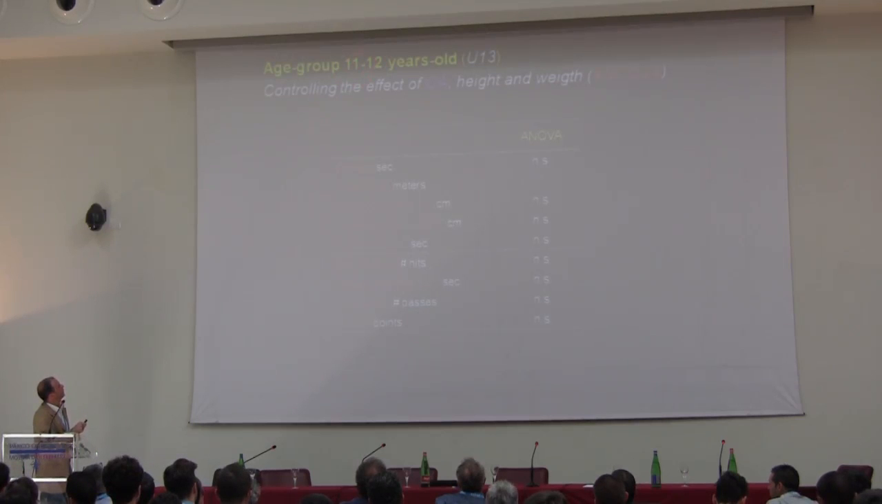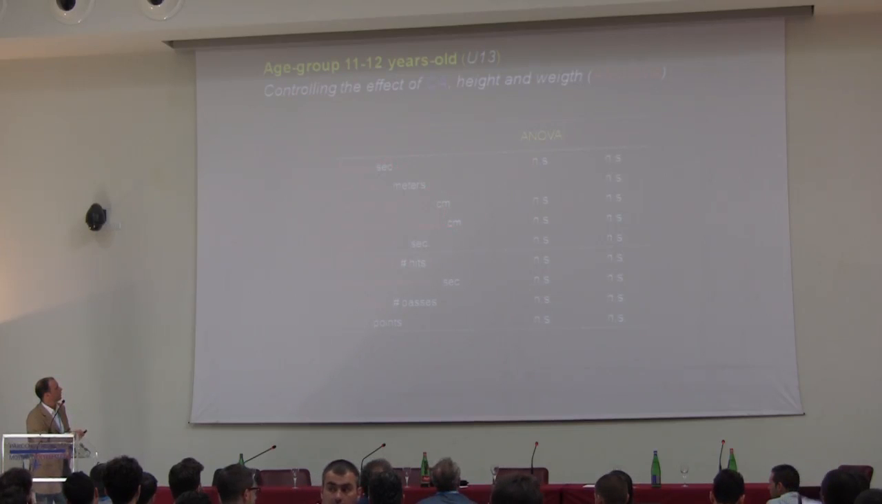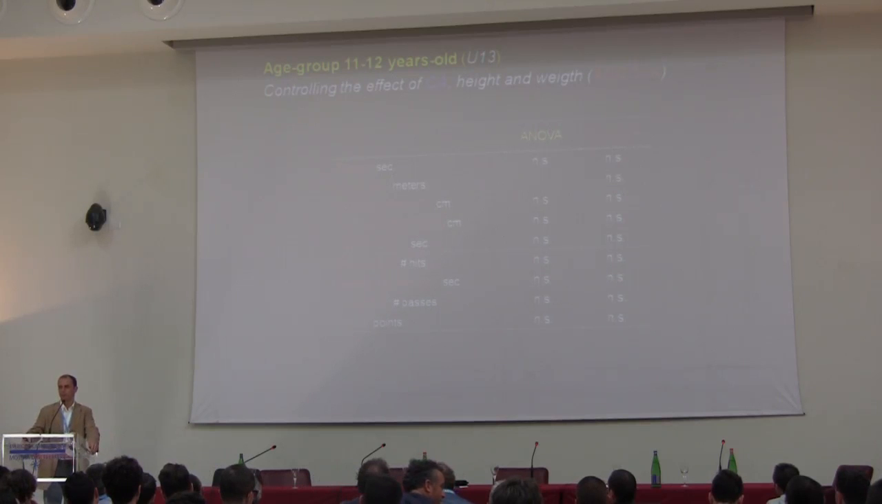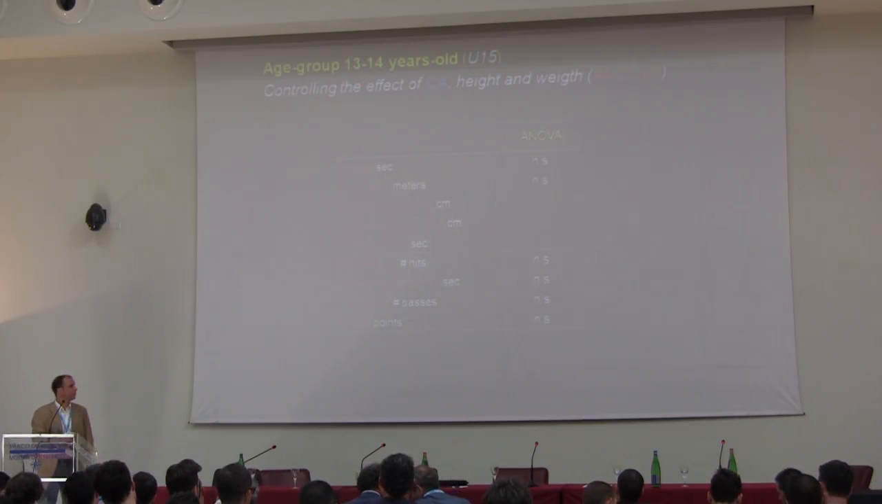At 11, 12 years old, this is the scenario of the previous analysis. Now, here I will put the scenario of the new analysis controlled for body size. And here it is. The only difference that was there in the yo-yo, you remember, the only difference disappeared. So no real maturational effect, no direct effect at this age group, 11, 12 years old. However, we have done the same analysis for the 13, 14 years age group.